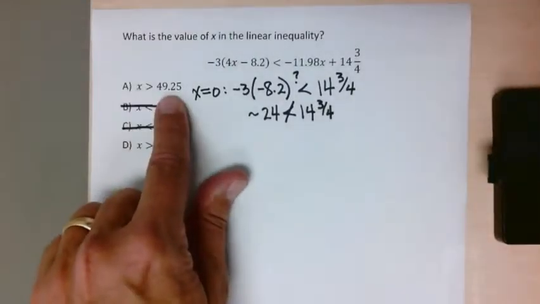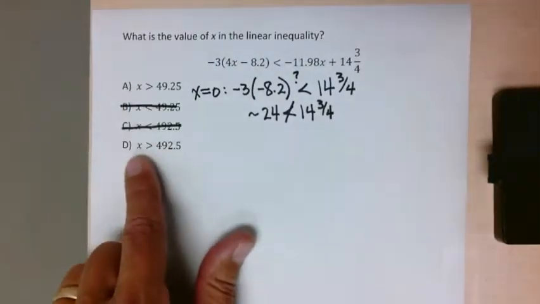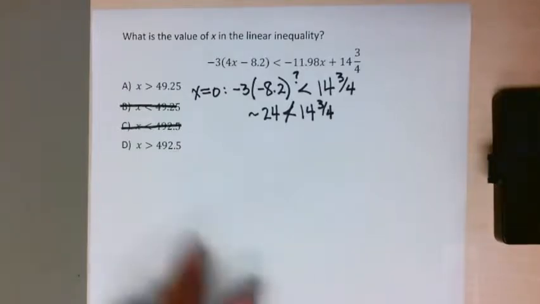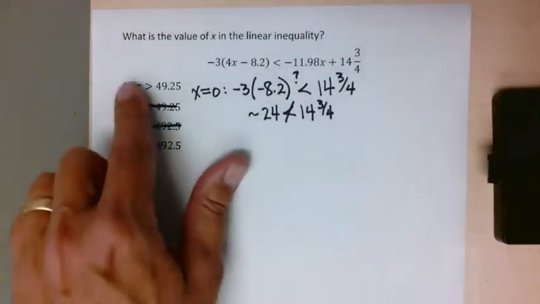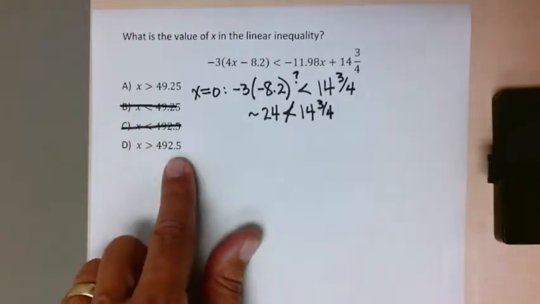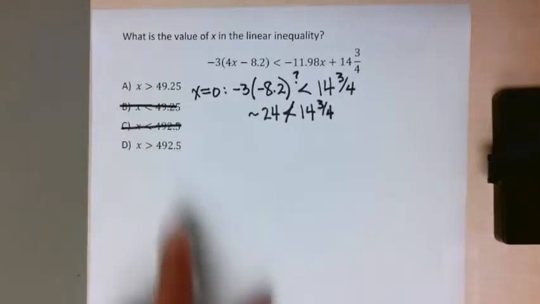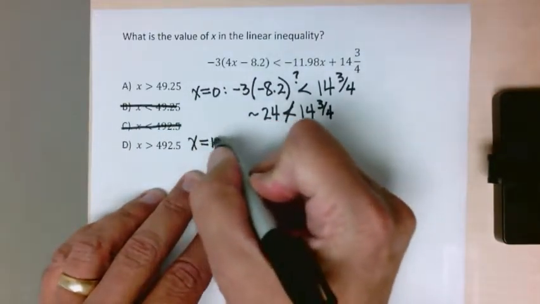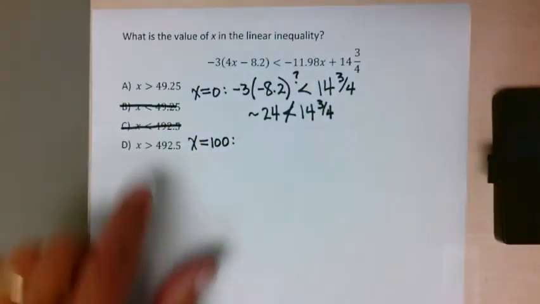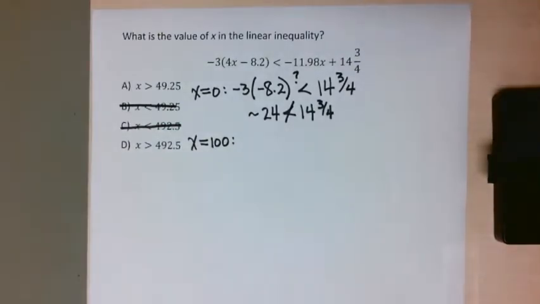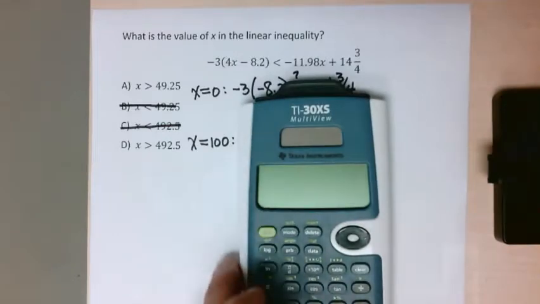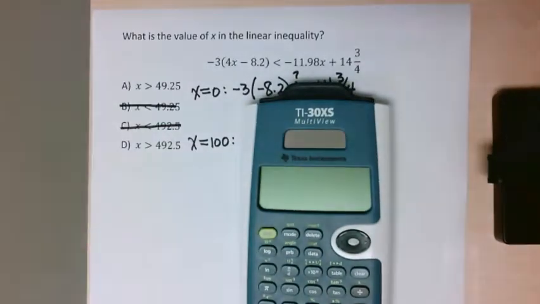Either x is greater than 49 2/5 or x is greater than 492.5. So let's pick a value of x that's greater than this but less than 492.5. I'm going to just randomly choose x equal 100. I could choose any value I want that's greater than 49 2/5. Now we get out our calculator. I'm going to use that to evaluate the left and right hand sides of the inequality.